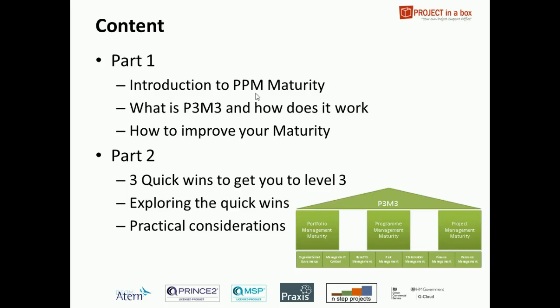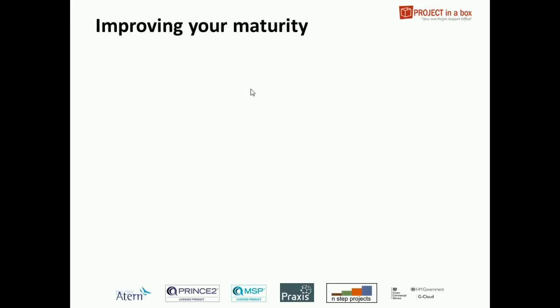So this is part 2 of the series we've been running. In part 1 we looked at an introduction to maturity, what the P3M3 framework is and how you work it and how you score it, and some basic ideas on how to improve maturity. In this one we're going to recap some of that, drill down into some more detail around 3 quick win areas to get you to level 3, to the defined process type of level within the framework, and how you can practically implement that.